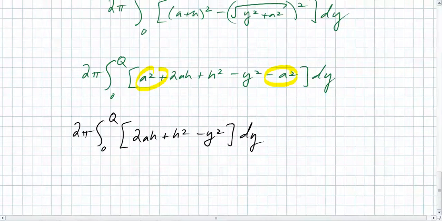And I think you already noticed there's a nice thing. Have we already seen 2ah plus h squared? Is it a good sign when you see commonalities like that? Yeah.